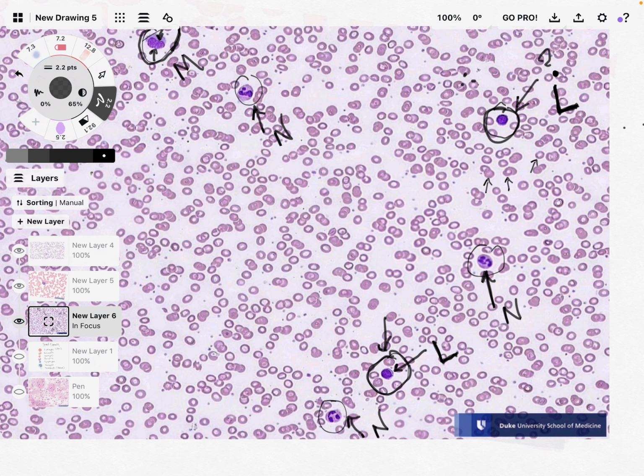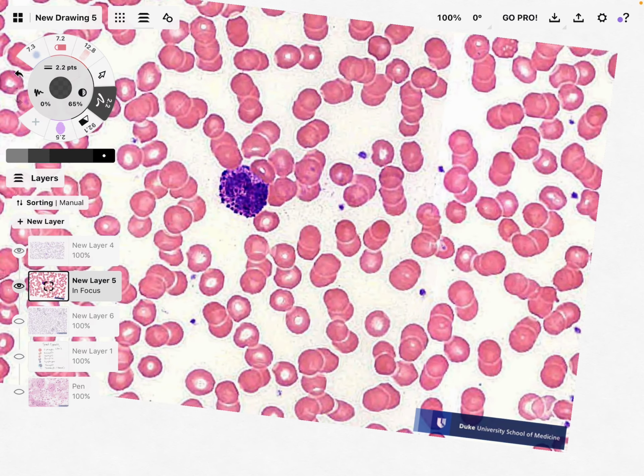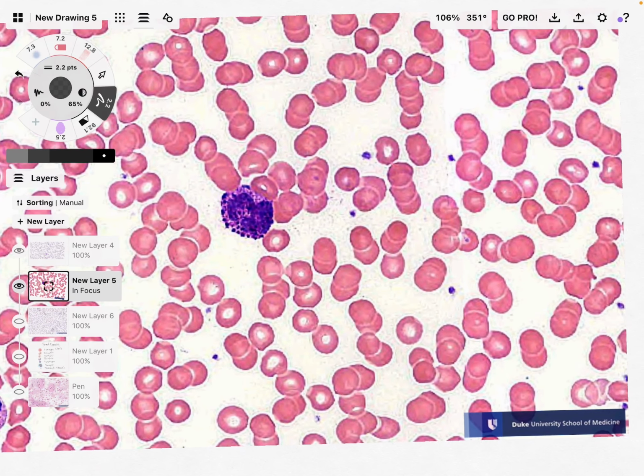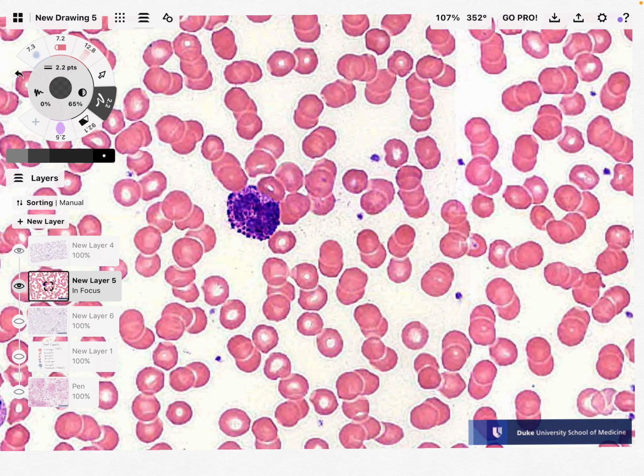All right, so let's look at some other examples because we still have two other cells, actually three, that we haven't looked at yet. So this one is an interesting one. This one can be a little bit confusing. It might be a neutrophil, might be an eosinophil, might be a basophil. So how do I tell the difference? What should I look for?